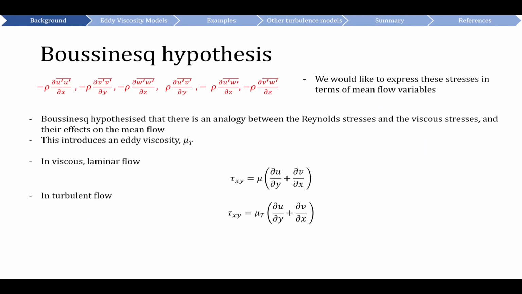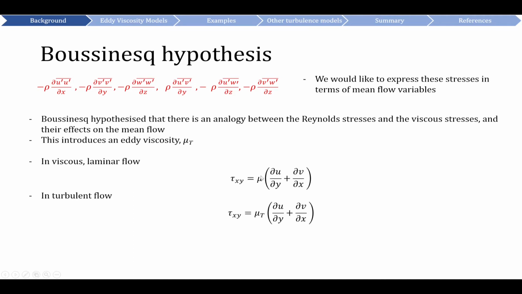To solve for the Reynolds stresses, typically a Boussinesq hypothesis is used, and the Boussinesq hypothesis draws an analogy between the viscous laminar stresses and the turbulent stresses. You may have learned from your very first fluid mechanics course that the shear stresses in a laminar flow are related by the velocity gradients and the dynamic viscosity here.